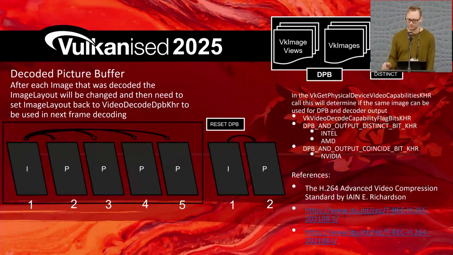Like I said, Intel and AMD are typically different. I don't know if the newer platforms out there actually make it coincide or not, but at least all the ones I've touched have been distinct. So that means you have your decoded output go somewhere different than your reference frames. So you have to manage where they go and transform layouts and stuff like that.